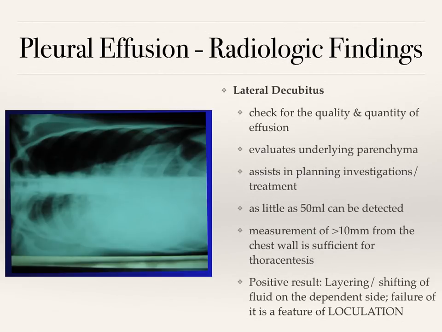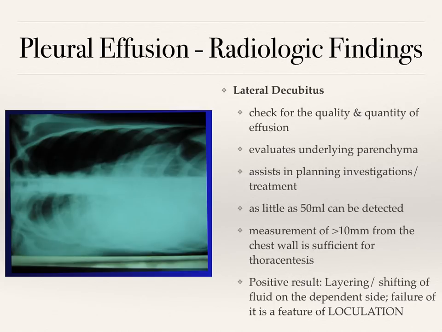Another important thing to do is a lateral decubitus view. This is important for you to check the quality and quantity of effusions. It evaluates the underlying parenchyma. It also assists in planning investigations or treatment. With lateral decubitus, as little as 50 ml of pleural fluid can be detected.